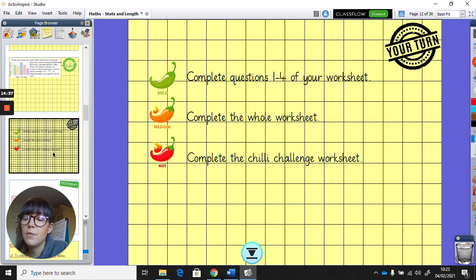Your mild challenge today is the first page of your worksheet. Complete questions 1 to 4. It will have questions to draw bar charts, and it will also have questions about bar charts, so you can interpret what the bar chart is telling you. The medium challenge gets a little bit more difficult and will have 1 or 2 step problems in it. And the hot challenge is our chili challenge, our problem solving.